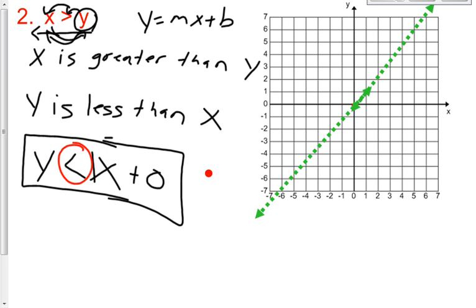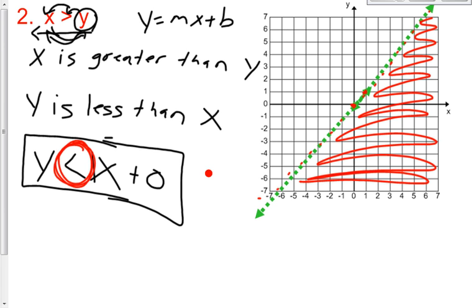And there you have it. Make sure you connect it with a dotted line. So your graphs might look something like this, I guess. Something like that. And so now we have to shade. Are we going to shade everything above the line, or are we going to shade everything below the line? It says y is less than x. Y is less than. So that means we're going to shade everything below.